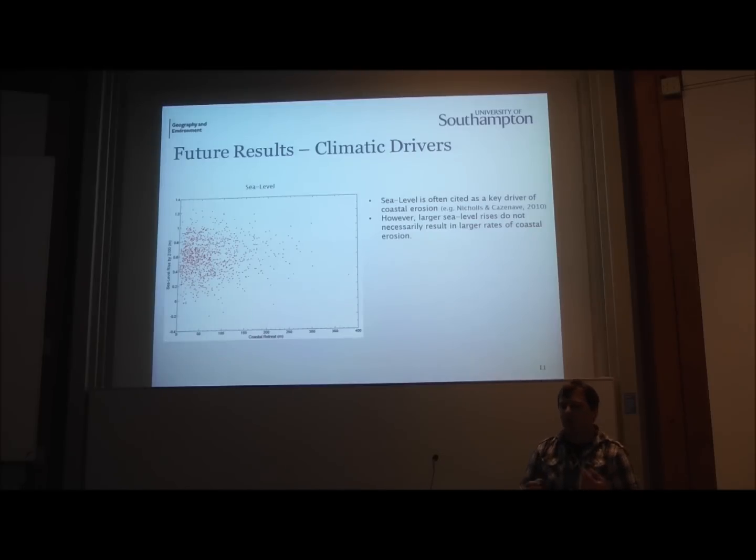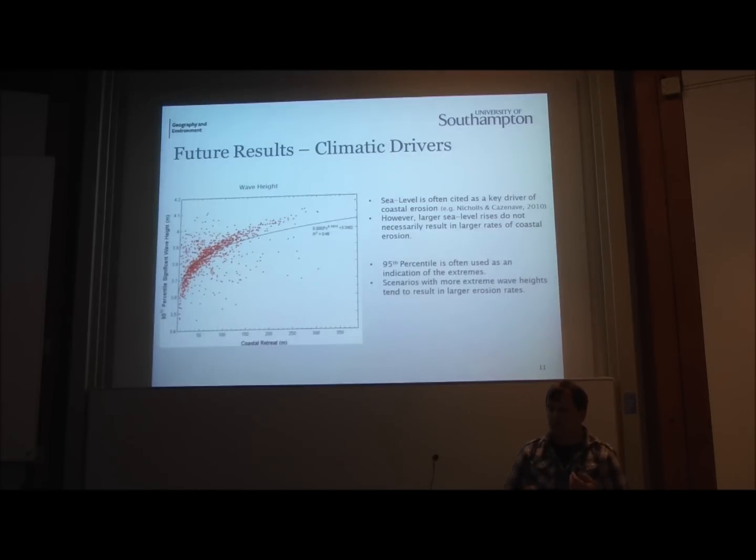So the other climate variable that we can look at is the wave climate. What we've got here is a measure of the extremity of the wave scenarios, picking out the 95th percentile wave height. Obviously those with the higher 95th percentile are likely to be modelling more extreme wave climates than those lower ones. What you can see here is there's a much clearer relationship between the extreme wave heights and coastal erosion.